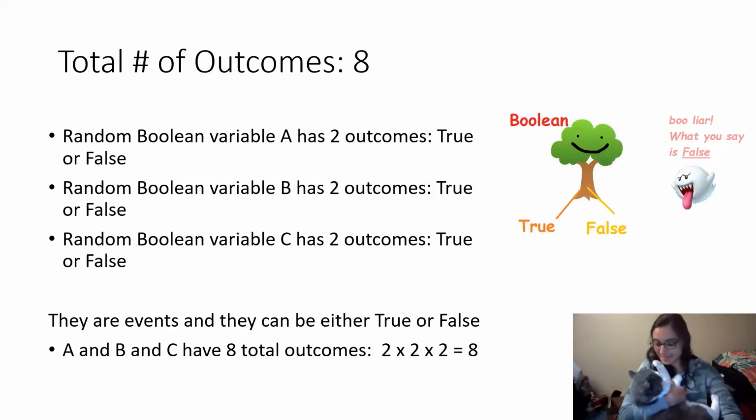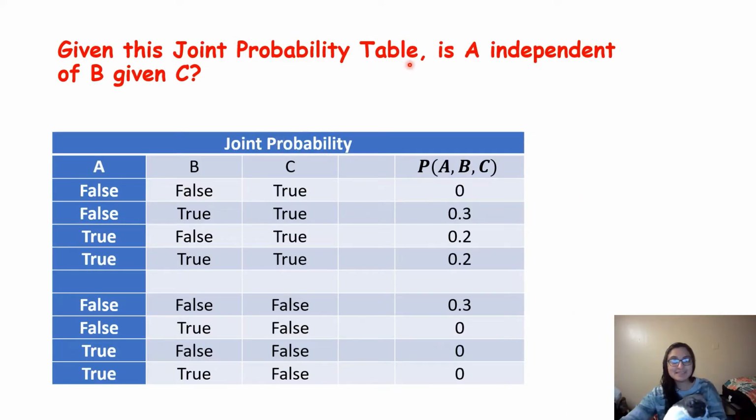I think there are 8 random outcomes here. A, B, and C are Boolean random variables, so they each have 2 outcomes: true or false for each. So A, B, and C together have 8 total outcomes, 2 by 2 by 2, which is 8. We're going to go through those outcomes to figure out whether A and B are independent of each other given C. Given this joint probability table, is A independent of B given C?